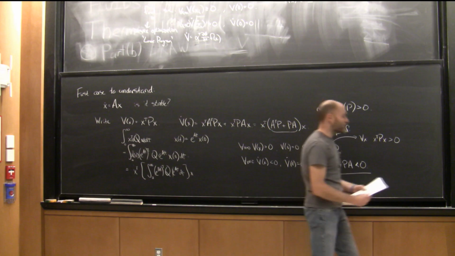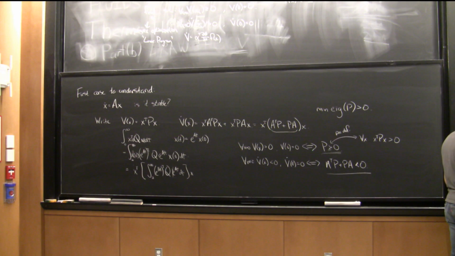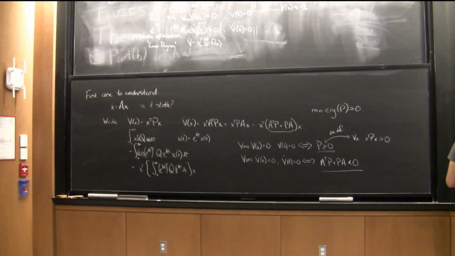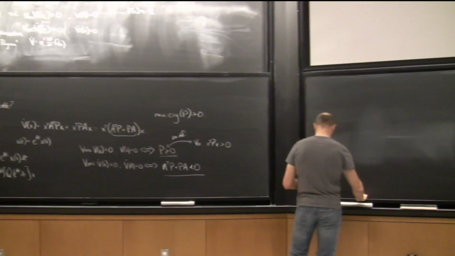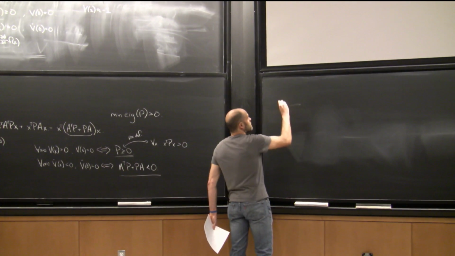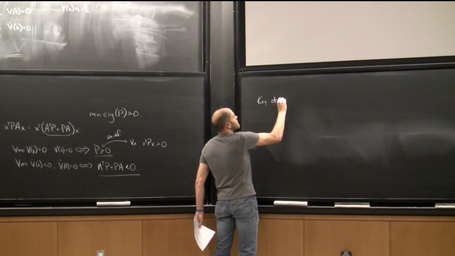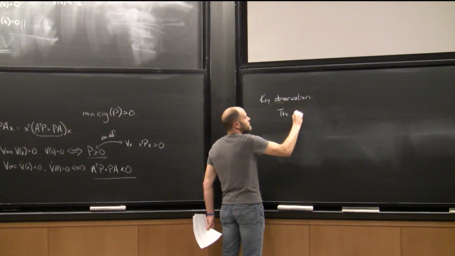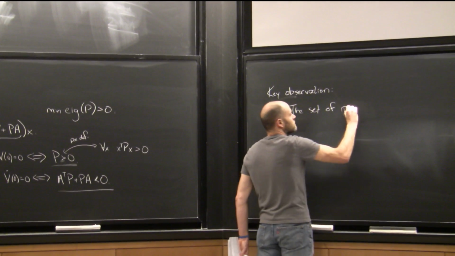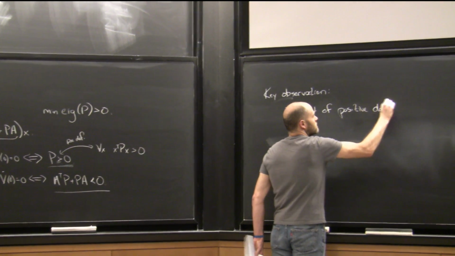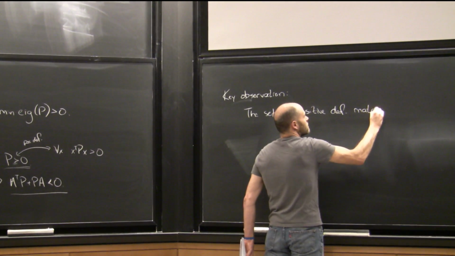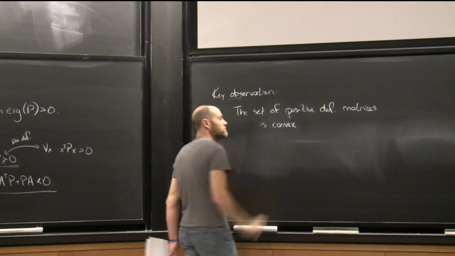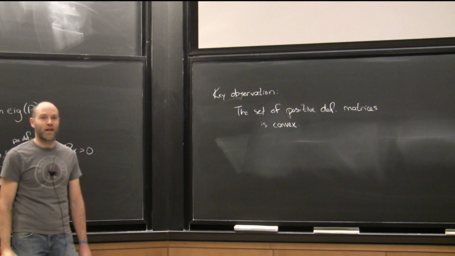but here's a critical observation: the set of positive definite matrices is a convex set. Okay?